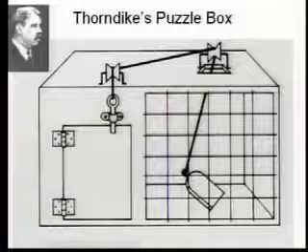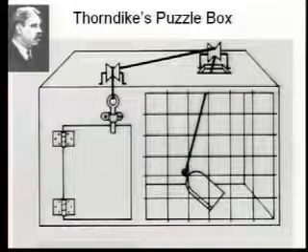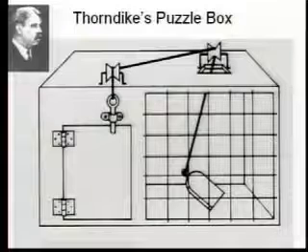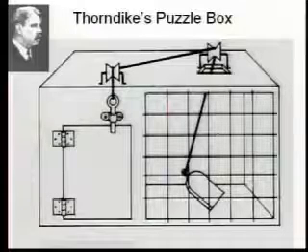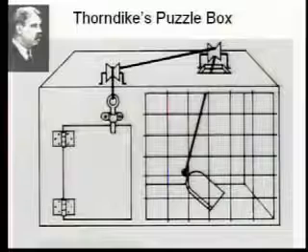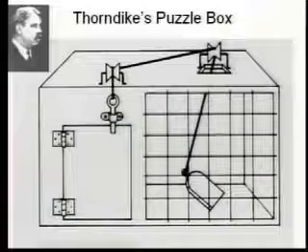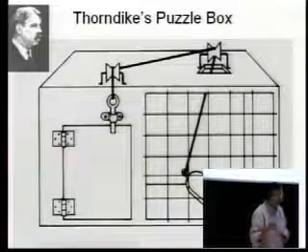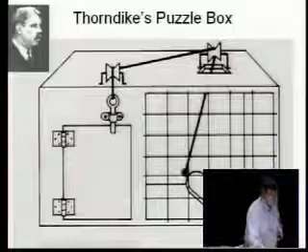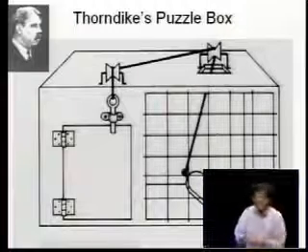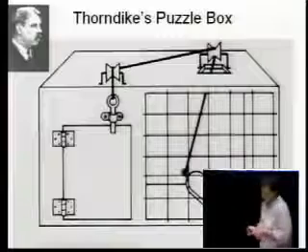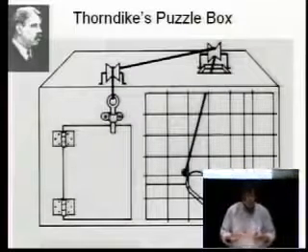The cat would run around inside the box, accidentally trip on the paddle, pull the cord, open the latch, open the door, and the cat would come out. There'd be Thorndike again, pick up the cat, dump the cat back in the box, and so on. But what Thorndike noticed was that on repeated trials, the cats pressed the lever more quickly.